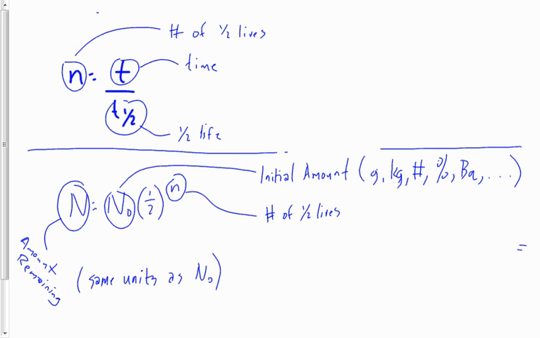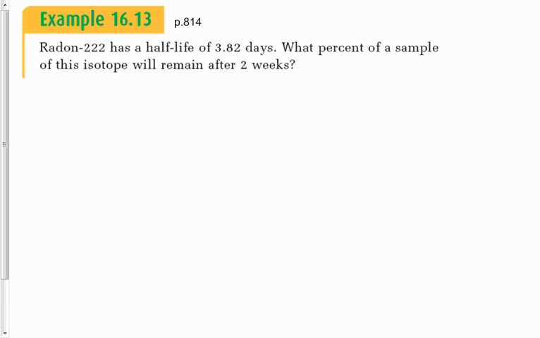All right, let's take a look at this short example here. It says radon-222 has a half-life of 3.82 days. That's T 1/2. What percent remains after 2 weeks? This is going to be T. What are we looking for, N or N0? Nope. We're looking for N, the amount that remains. What do we start with? 100%. N0 is going to be 100%.